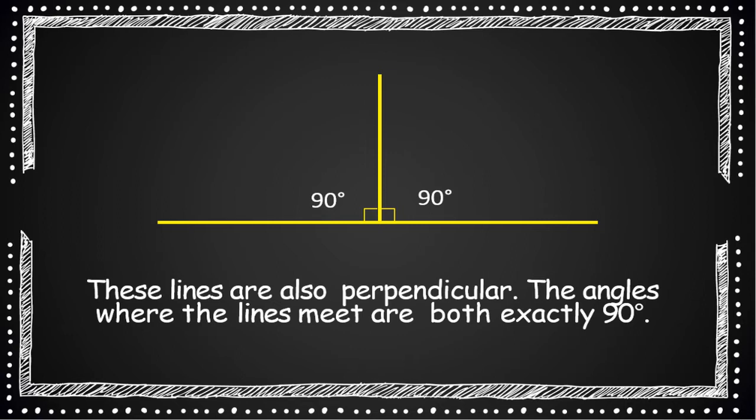These lines here are also perpendicular. The angles where the lines meet are both exactly 90 degrees. So simple question, what's a diagonal line? Pause the video and explain what a diagonal line is without a drawing.